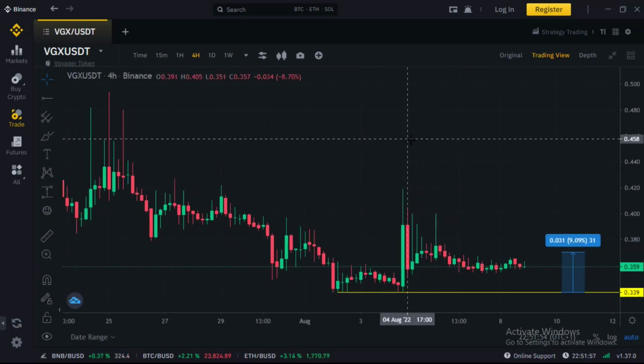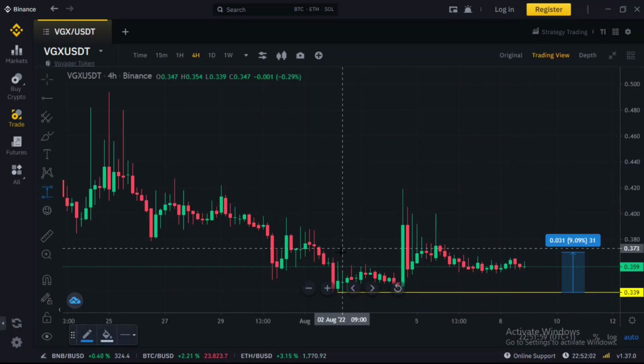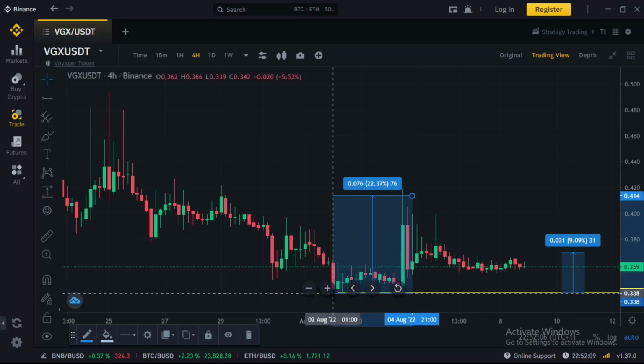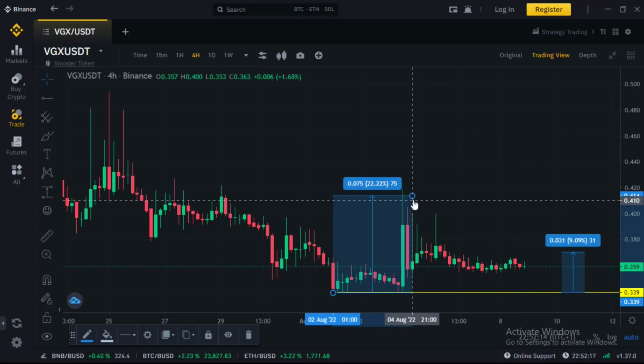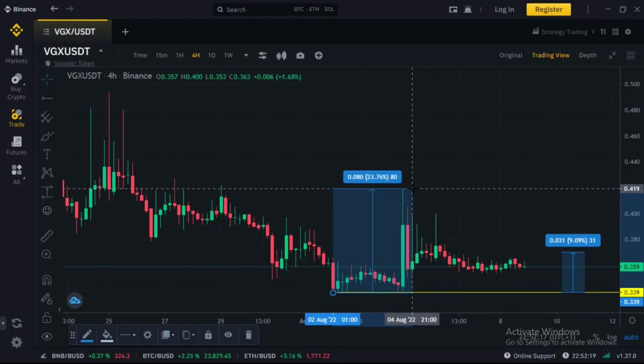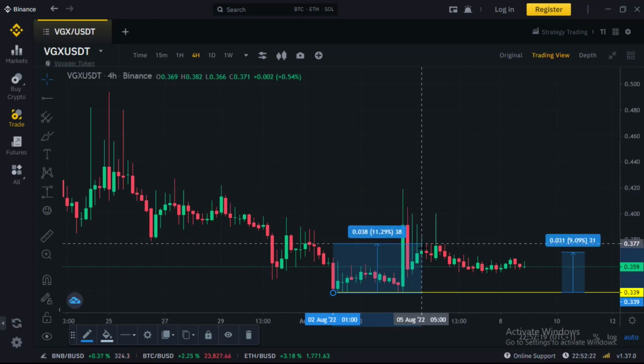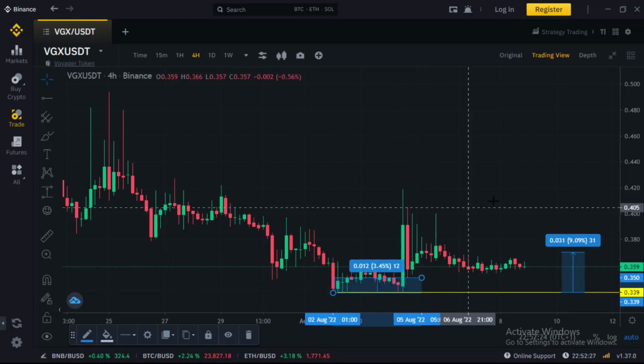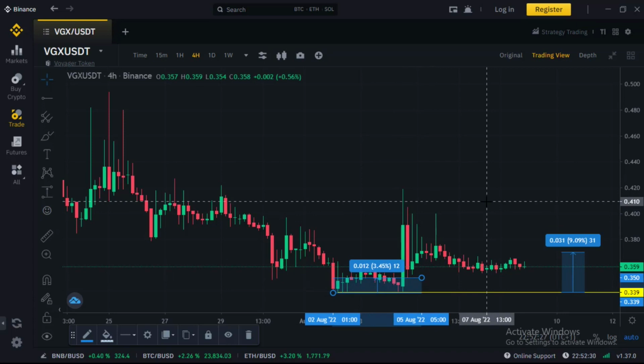For example, the most current bullish trend section of the VGX USDT cryptocurrency pair started from the lowest price of this green candlestick bullish trend starter, which is 0.339 cent, and bounced up by 23.76% and then dipped back down to 3.45%.